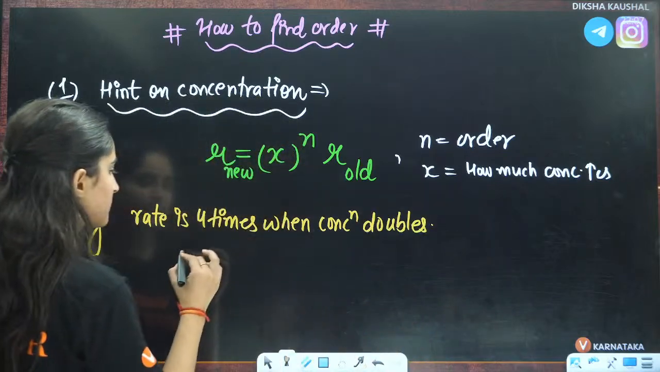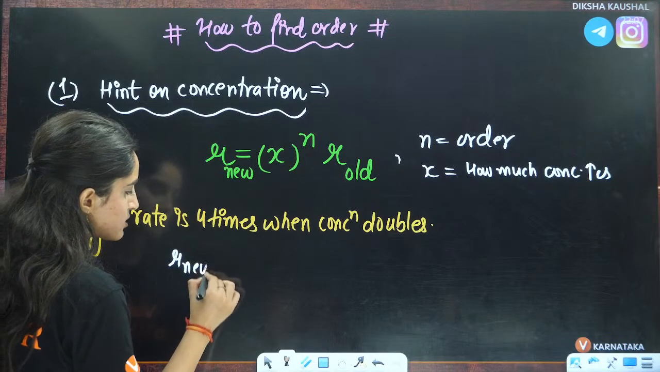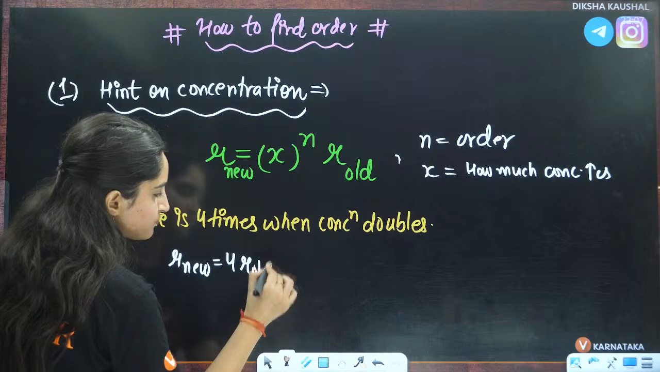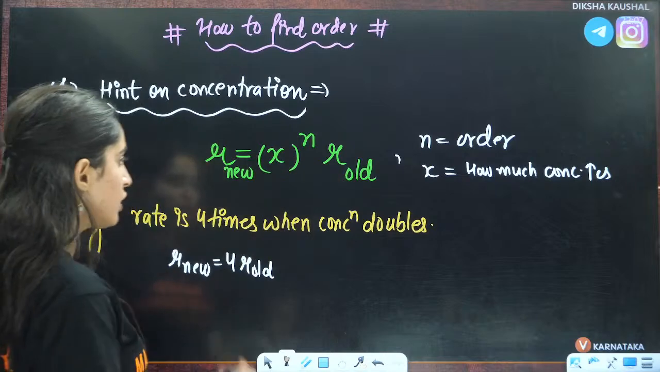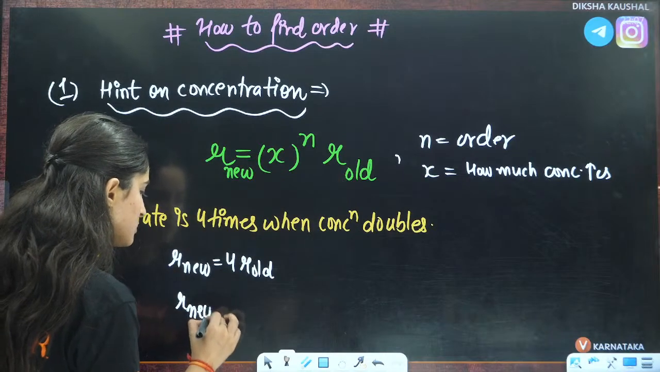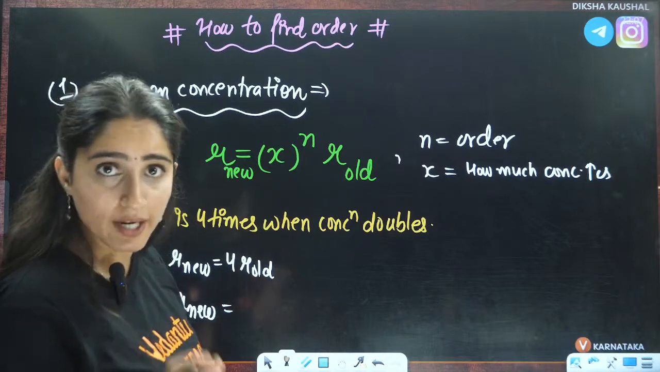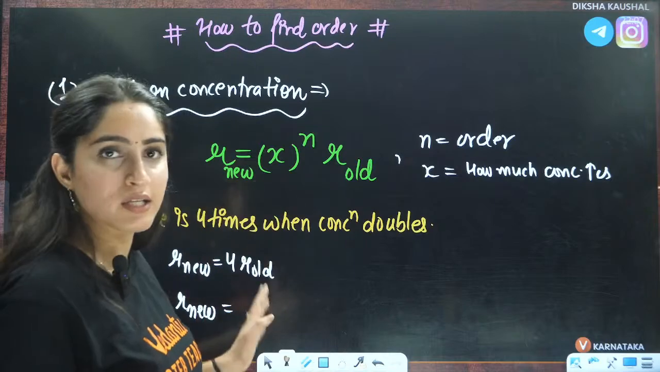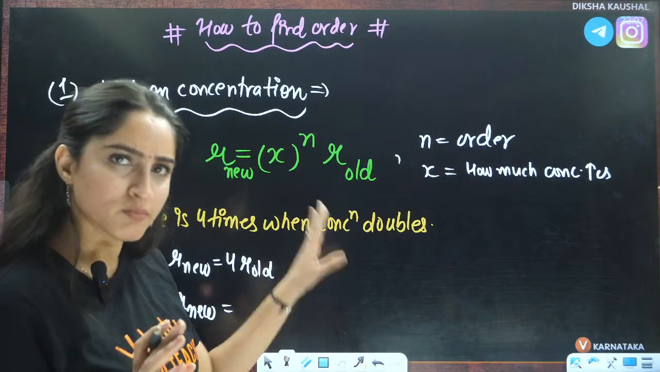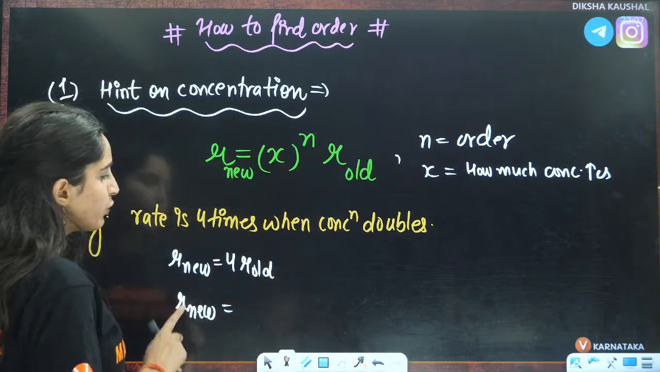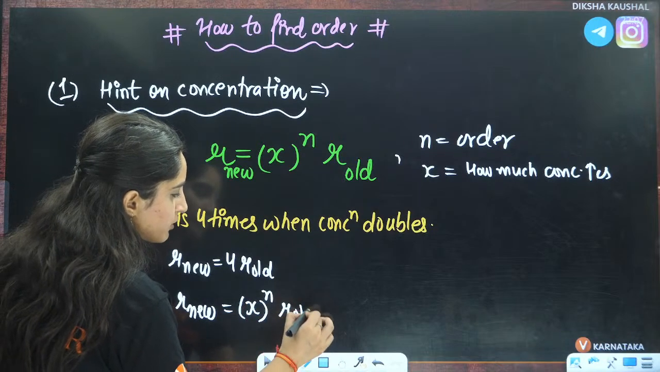Simply do this. The rate is 4 times, that means the new rate is 4 times the old rate. This is the first equation, what they have given you in the question. From this formula, which I have made from solving so many questions, I don't think I have seen this formula in any book. So I would say these are simple direct tricks I have given you, so just go through them. New rate is equal to 4 times old, so this is x raised to power n into R old.